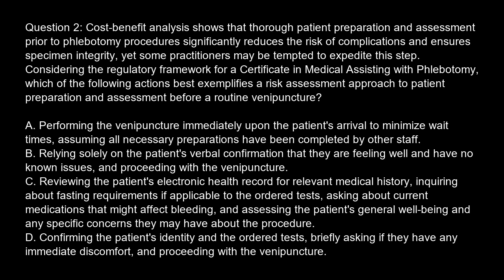Option C. Reviewing the patient's electronic health record for relevant medical history, inquiring about fasting requirements if applicable to the ordered tests, asking about current medications that might affect bleeding, and assessing the patient's general well-being and any specific concerns they may have about the procedure. Option D. Confirming the patient's identity and the ordered tests, briefly asking if they have any immediate discomfort, and proceeding with the venipuncture.